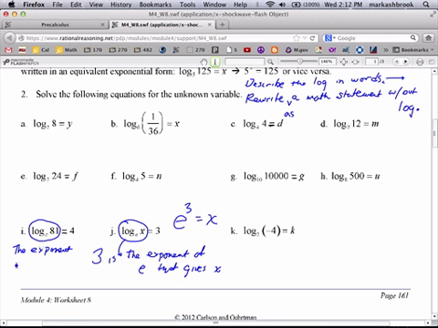The exponent of C that would give 81. That's the key. If you can do that fast, then rewriting is no problem. It's the exponent of C that would give 81. And we know in this case that's 4. So if 4 is the exponent of C that gives 81, how do we rewrite it? 4 is the exponent of C that equals 81.